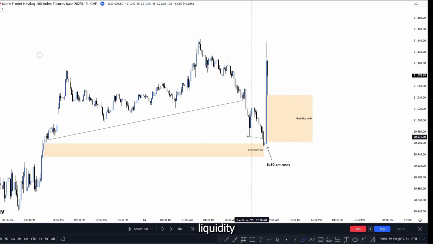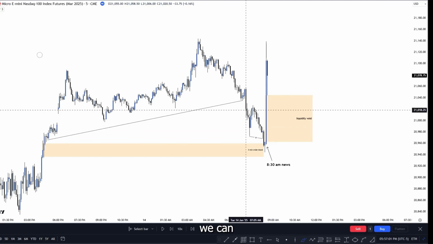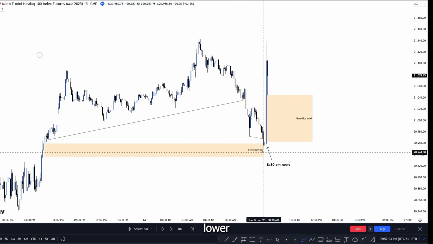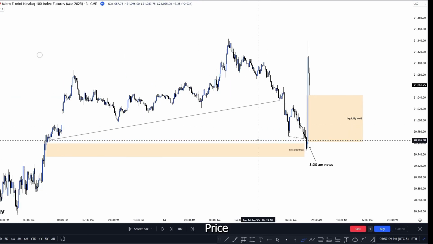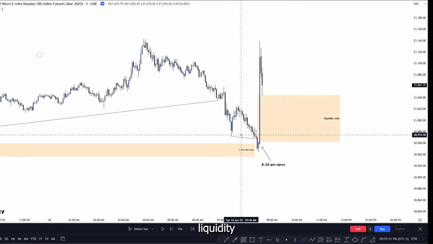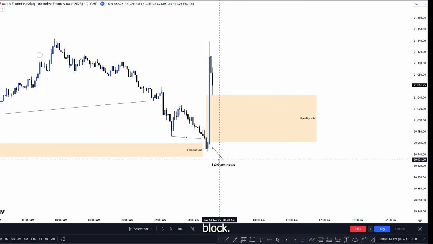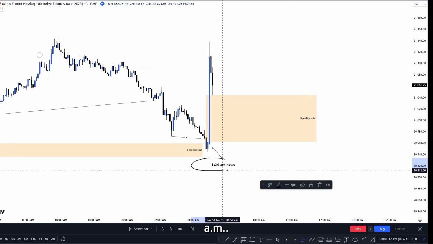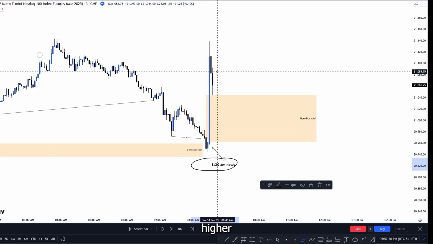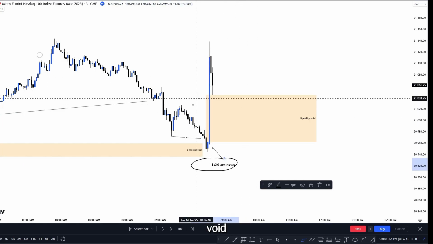I always like to see a liquidity sweep into my zone right here. So we can see on the 5 minutes, price pushed down lower and tapped inside of this 3-minute order block. This is our 3-minute order block. Price pushed down lower and gave us a liquidity sweep inside of this 3-minute order block. And then we can see around 8:30 a.m. this is when price expanded higher to leave this liquidity void right here, right?